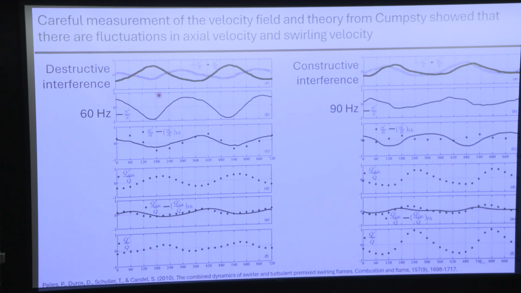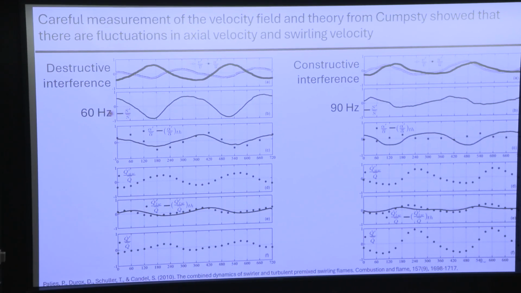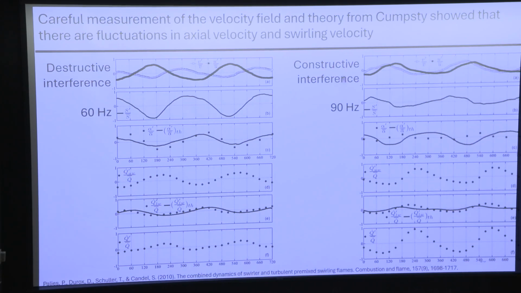They did these very careful measurements at two different frequencies. One was at 60 hertz where you got a node, and one was at 90 hertz where you had an antinode. And you can really clearly see these different velocity fluctuations lining up. When you added everything together, your global Q prime over Q bar for the place with the destructive interference, look at how out of phase everything is, was pretty low. And then in the constructive interference, you can really clearly see the global flame response high as a result.